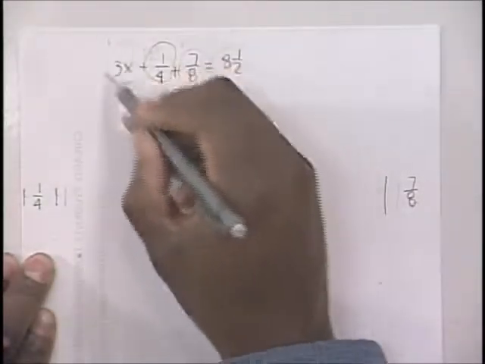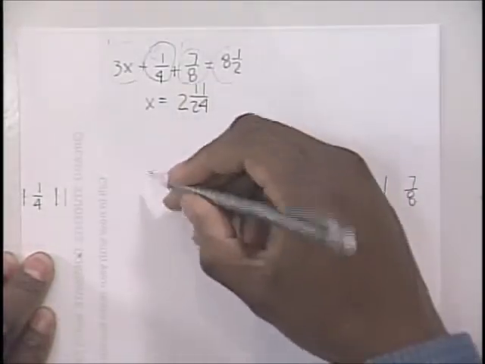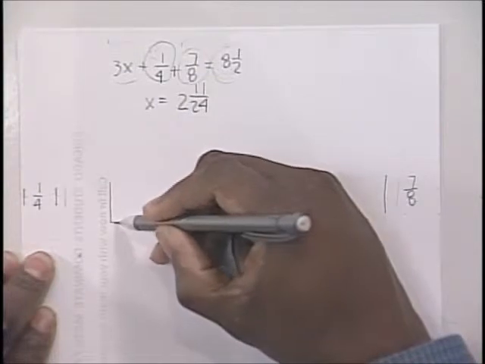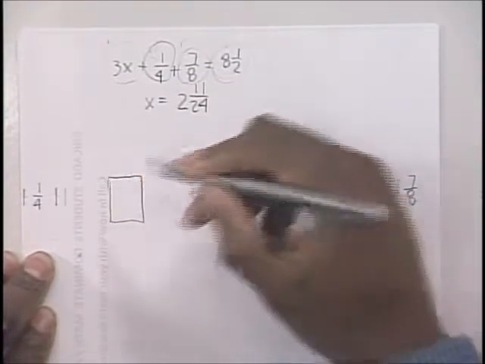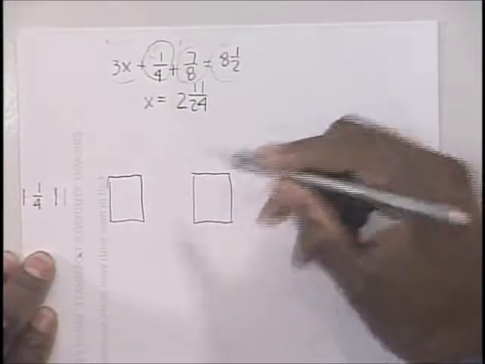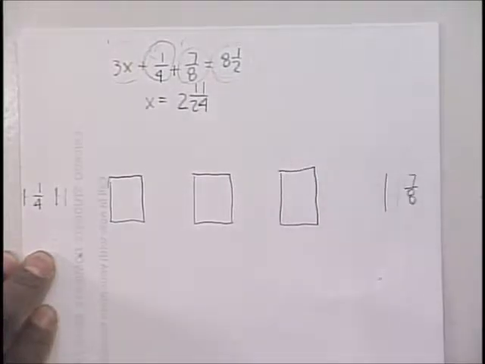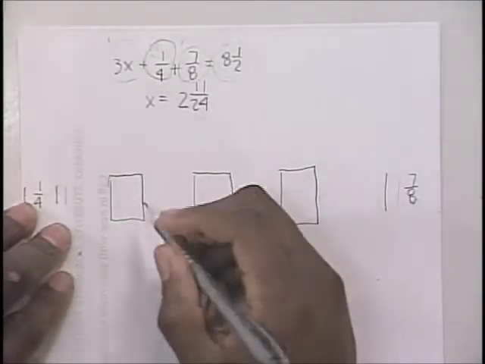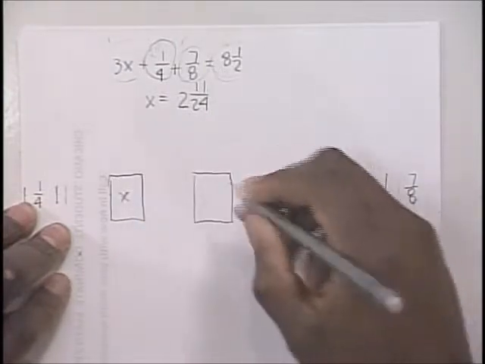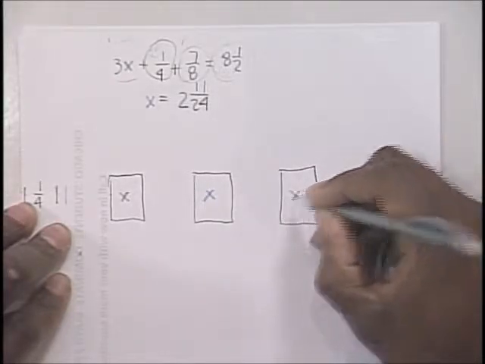Now, what does this 3x represent? Well, this 3x represents the pictures. Let's say we have 3 pictures. Let's say we have a picture here, a picture here, and a picture here. Let's call the width of each picture x.